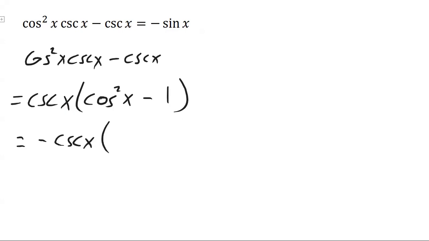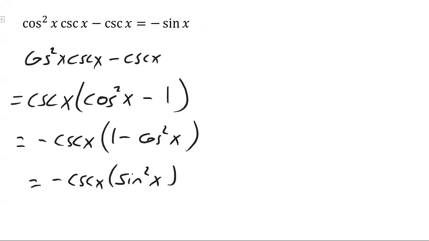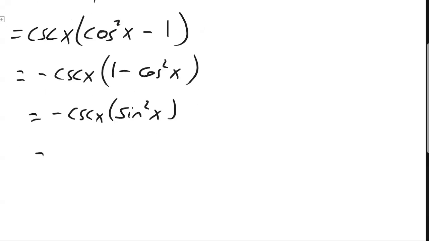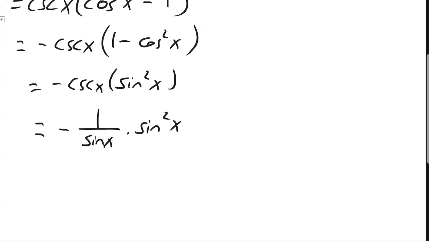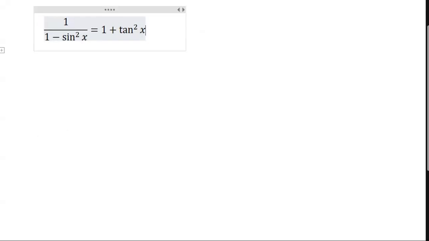Let's factor out negative 1, so it becomes 1 minus cosine squared x. Okay? So this is minus cosecant x times sine squared x by the Pythagorean identity. And then, what is cosecant? It's 1 over sine x times sine squared x. This simplifies to negative sine x, and we're good for this one. Okay, next, number 4.